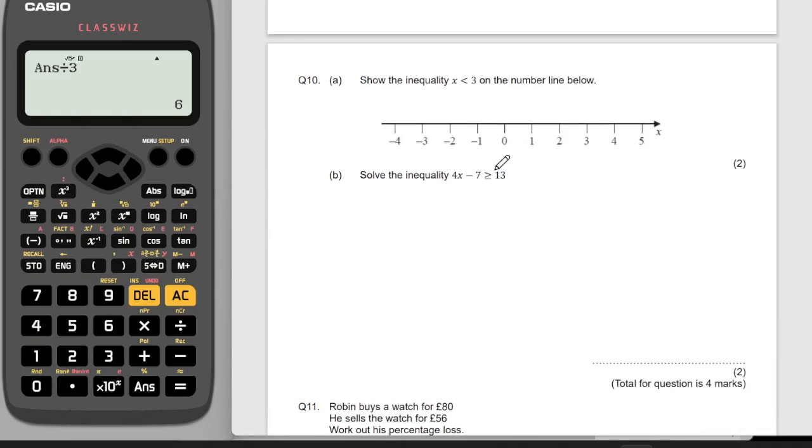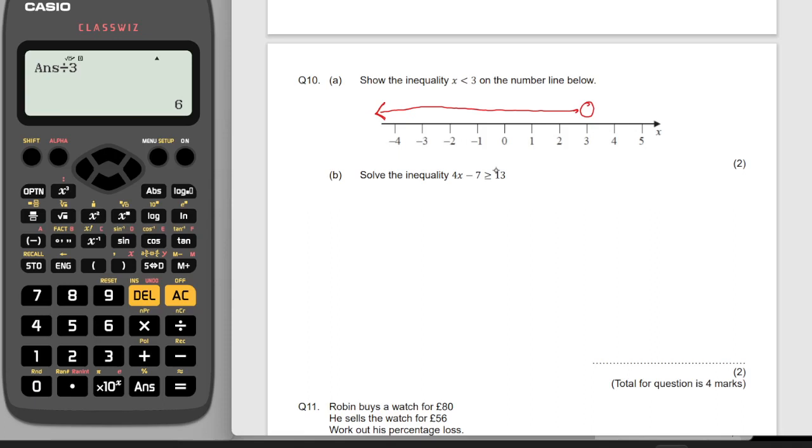Okay then, question 10. Show the inequality x is less than 3 on a number line. So I like these. We do a circle at 3. We decide which direction we want x to represent. We want x to be less than 3, so the arrow's got to go that way. And then we decide if it can be equal to, we would shade this in. It's a bit like mercury in a thermometer or liquid in a tube. We don't want it to go into the tube, so we don't shade it in.